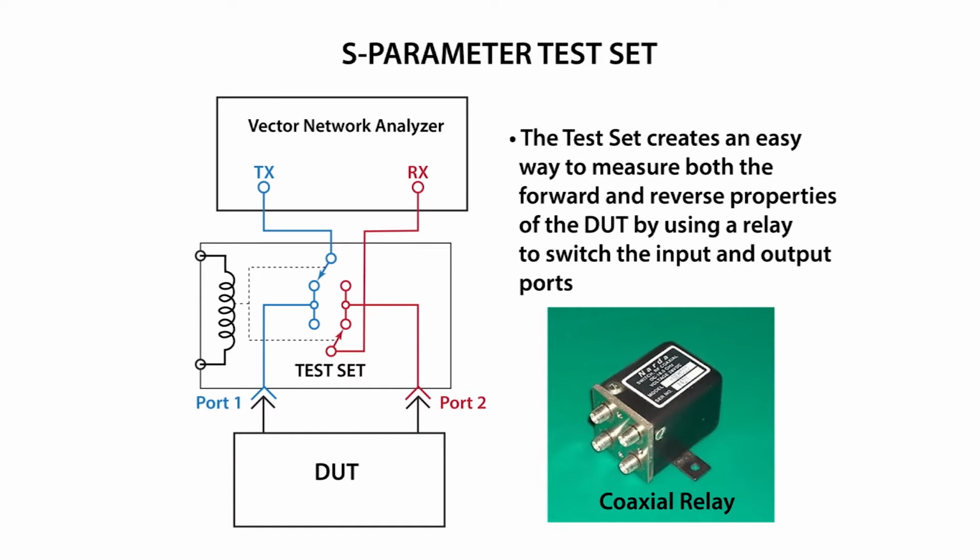And this topic is called the S-parameter test set. Once again, that's the S-parameter test set. The test set utilizes a relay to automatically switch the TX and RX analyzer ports that are connected to the ports of the device under test. The test set then allows us to measure the device under test in both directions more or less automatically. Here is a drawing that demonstrates the switching.